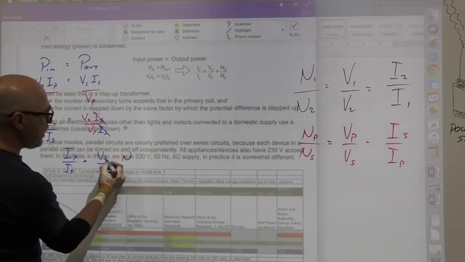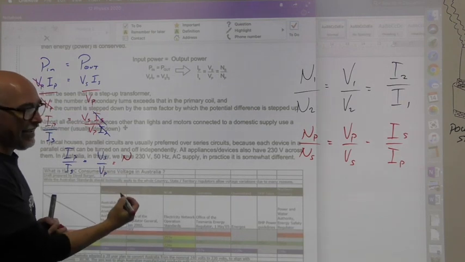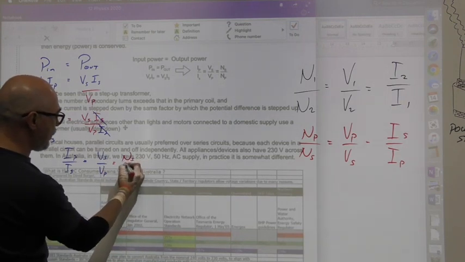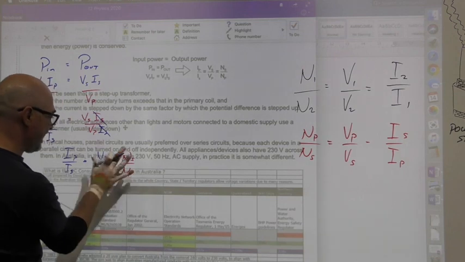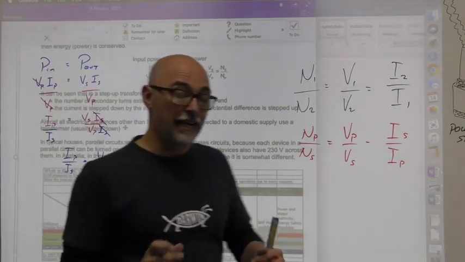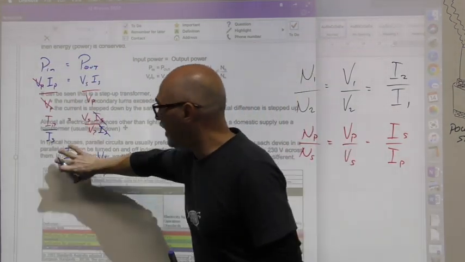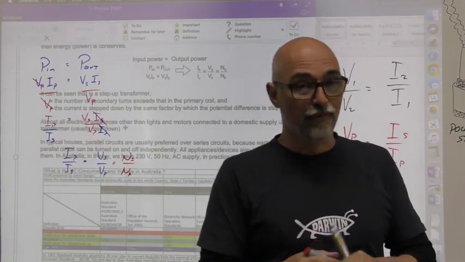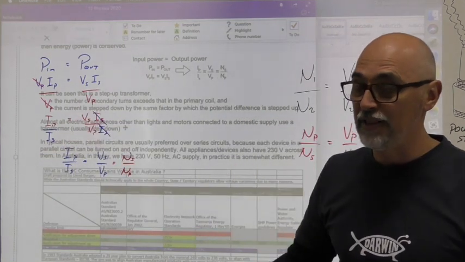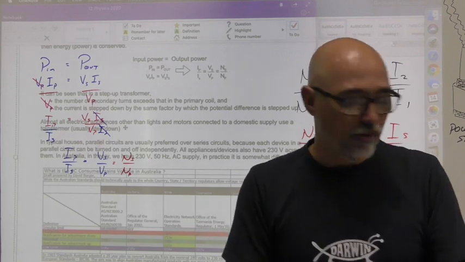So if it's voltage secondary over voltage primary, it has to be number of turns secondary over number of turns primary, because these two are in the same exact ratio. It is only the current that is in the reciprocal ratio, because remember, when the voltage goes up, the current goes down, so they can't be the same.